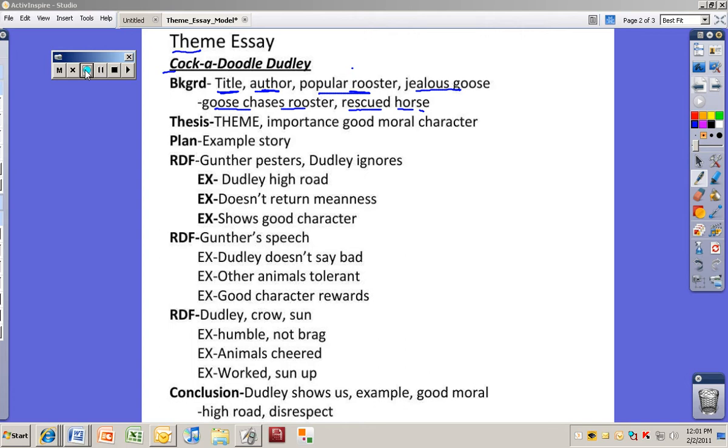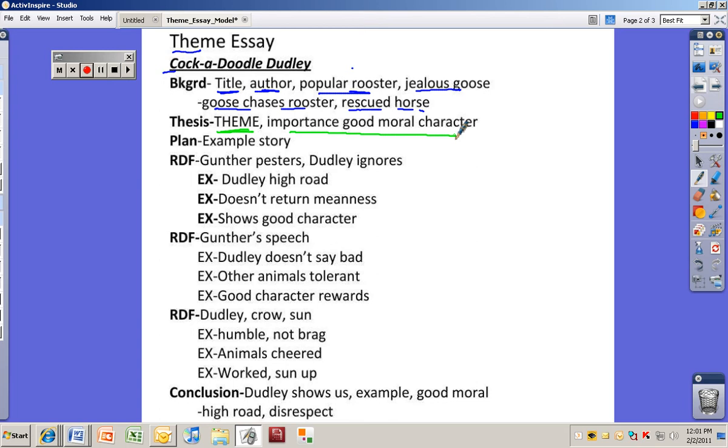That's fine. And moving on, we have the thesis. What color would the thesis be? Green. Green, good. This is my introductory paragraph, right? And my thesis is going to be, I'm going to say that the theme is this. And here's what I think the theme is. I think that the book's trying to teach us how important it is to have good moral character. Moral character means the way you are on the inside, that you are just a good person. Okay? And then I'm going to tell my plan.